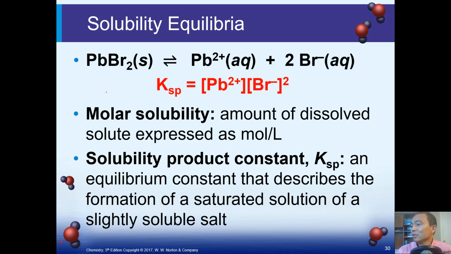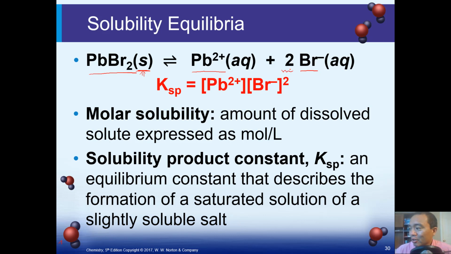For example, look at lead-2 bromide, which is not soluble in water, so we use S to represent a solid. The salt is not soluble, it just means the solubility is very small. It doesn't mean it does not dissolve at all. Once it dissolves, the portion that has been dissolved will totally ionize to the corresponding component cation, lead-2 ion, and the bromide ion. You generate 2 bromide ions.